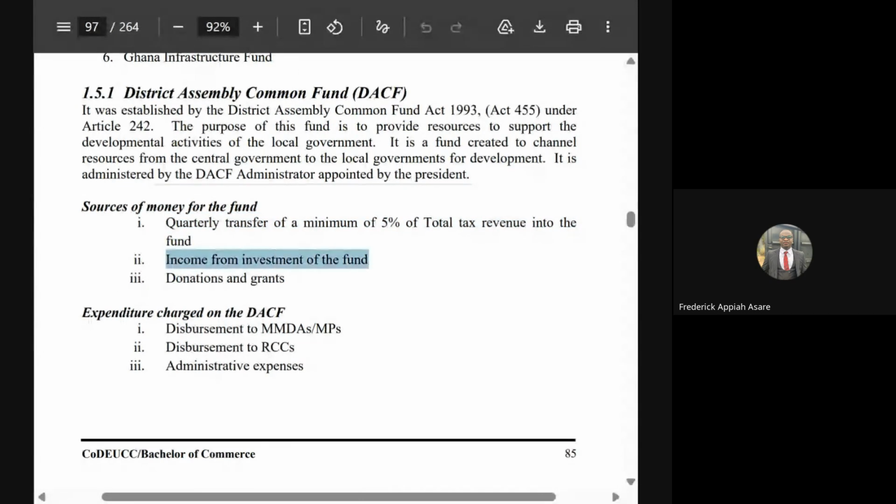We have income from investment on the fund. Sometimes the fund itself will be invested into an investment account that will generate interest, so the interest on the amount in the fund will also be added to it. Then donations and grants. Sometimes a random person can decide to donate directly into the District Common Fund.